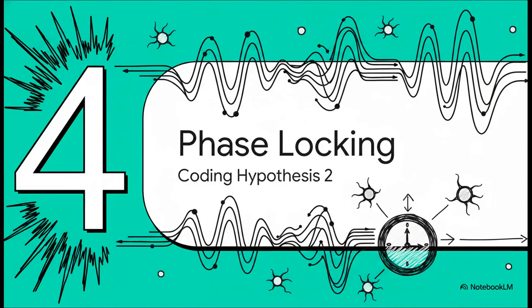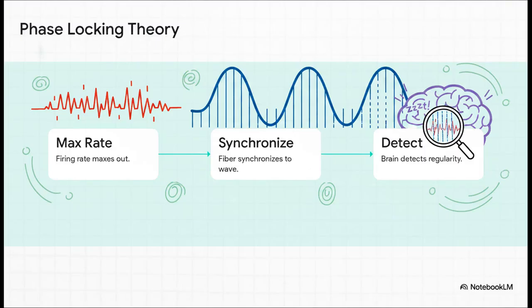Moving on to part 4, coding by phase locking. Since the first hypothesis didn't fully pan out, let's look at another angle. This second theory argues that our nerves don't just communicate by how fast they fire, but by when they fire. The idea is that even if a nerve fiber's overall firing rate is totally maxed out, it can still represent louder sounds by synchronizing its firing pattern more and more tightly to the dominant frequency of the sound wave. The brain then theoretically reads this increasing regularity, this phase locking, as an increase in intensity.